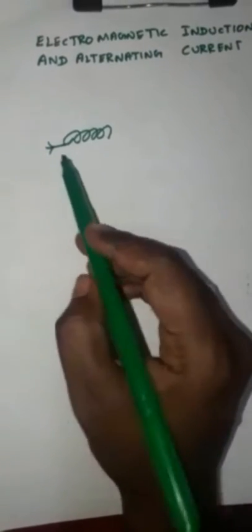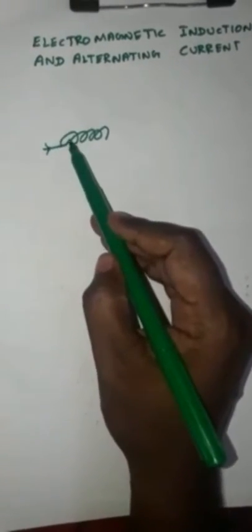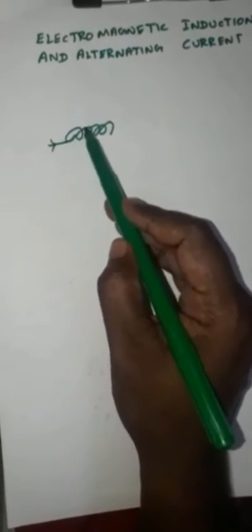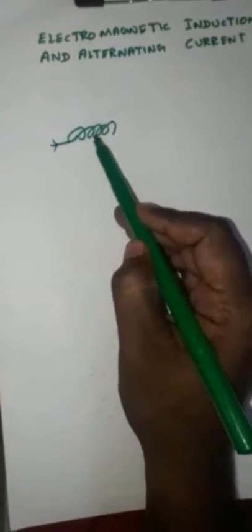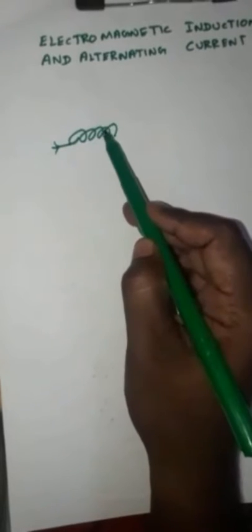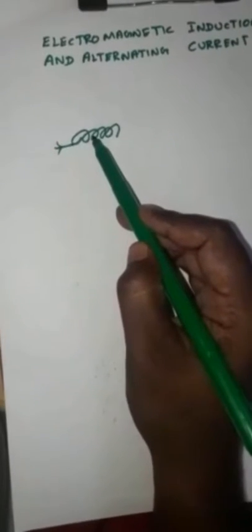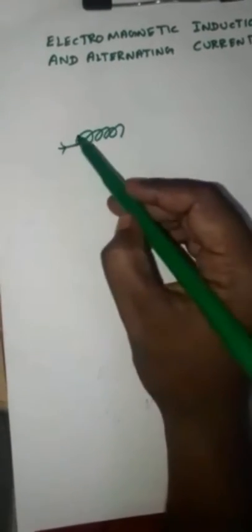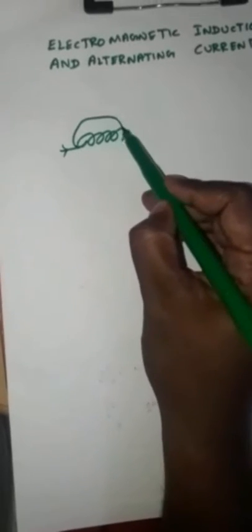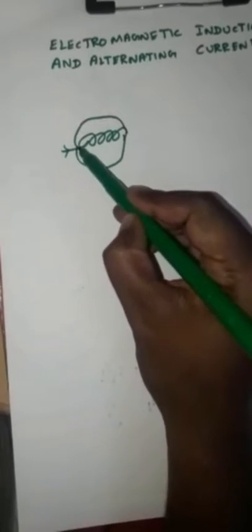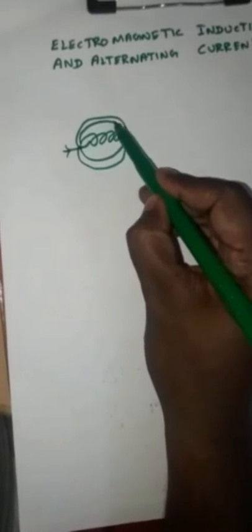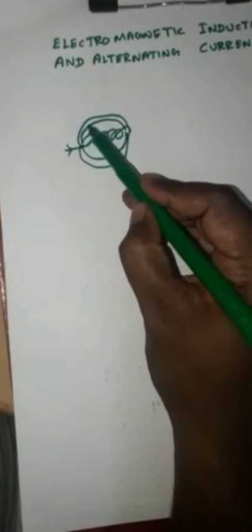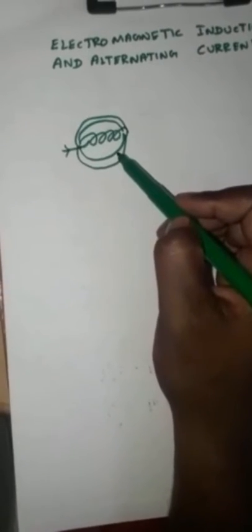In previous lessons we considered that when current passes through a coil, the current carrying coil acts as a magnet. A magnet means it contains magnetic lines of force.